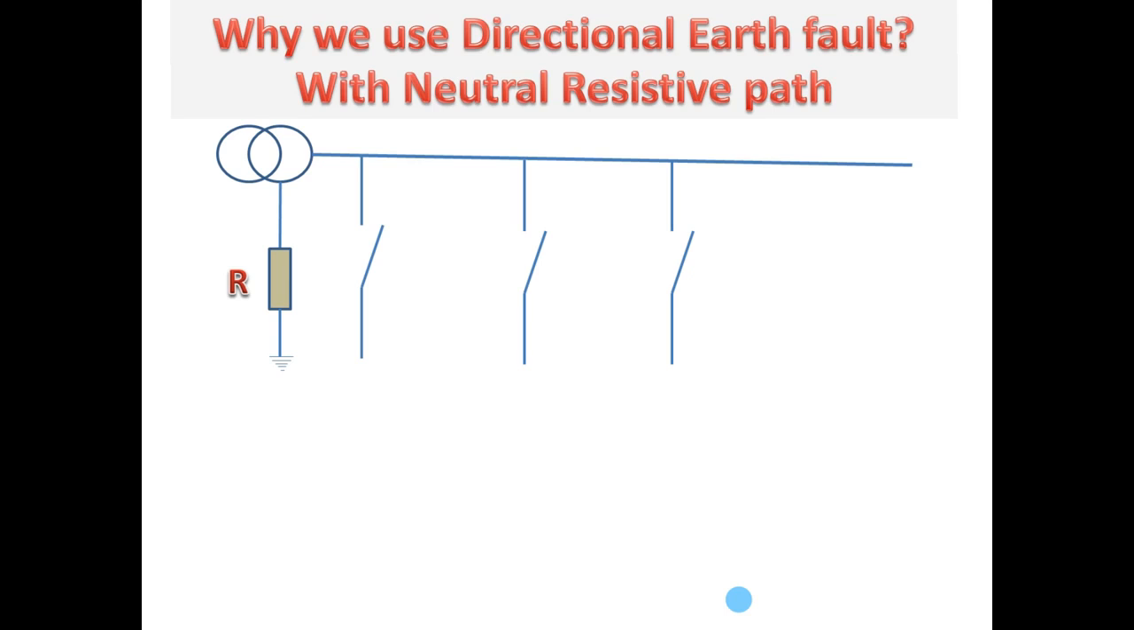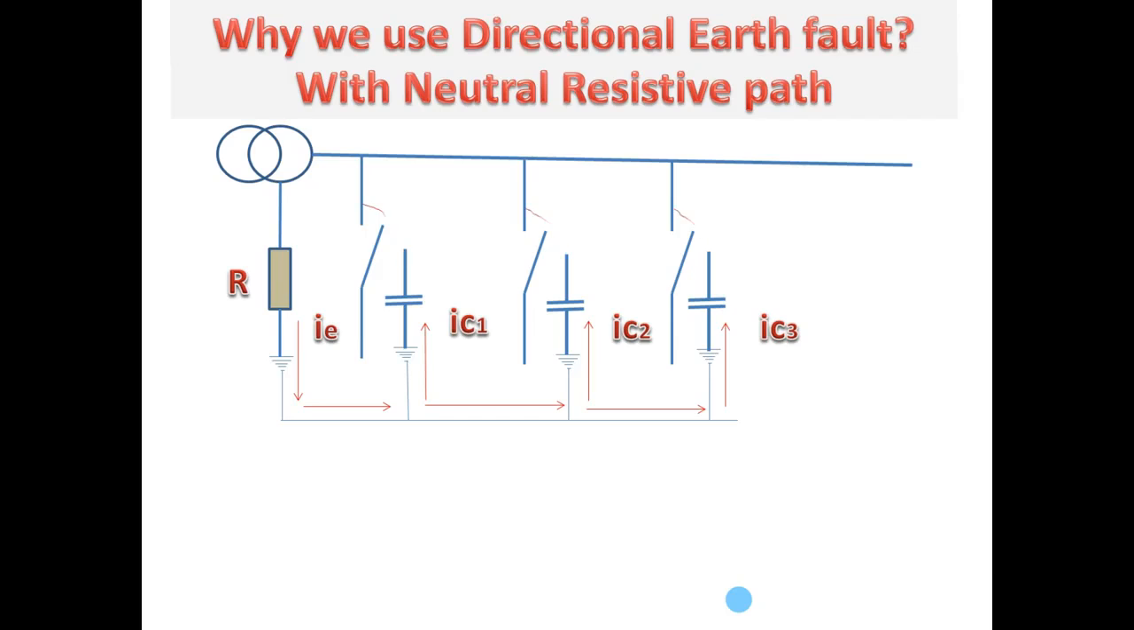All this leakage current will be present in the system, but it is not an actual fault. Only due to the leakage current, this will cause mal-operation of the earth fault protection. Due to this, we need a directional earth fault to operate for an actual fault.